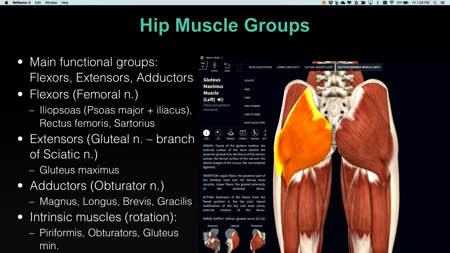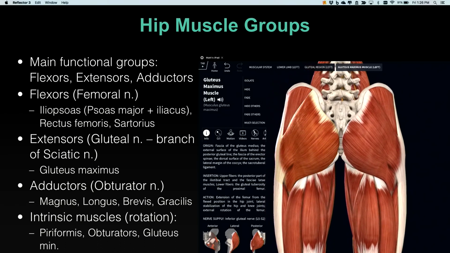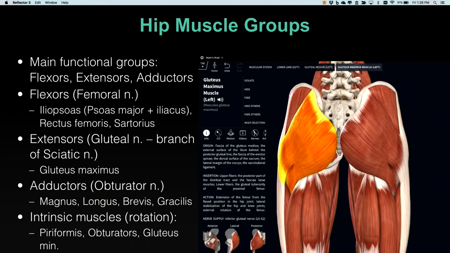Latissimus dorsi, maybe pectoralis major, maybe trapezius, Gluteus Maximus, one of the biggest muscles in the body. Not only will it extend the hip, it also has some lateral rotation abilities as well. But this is our prime hip extensor.